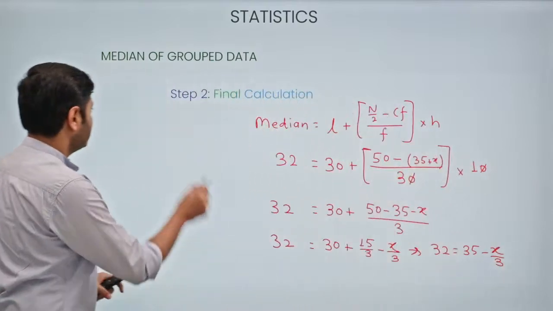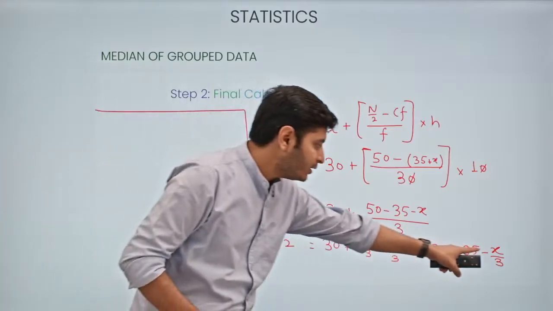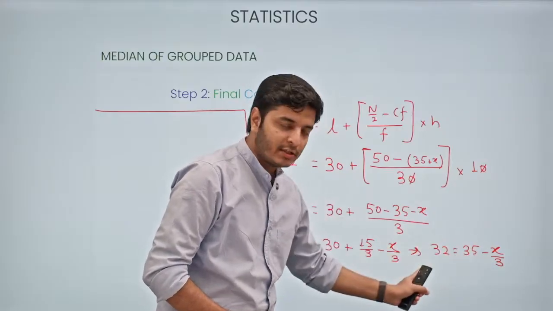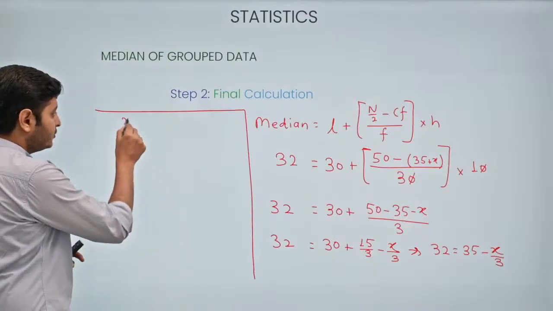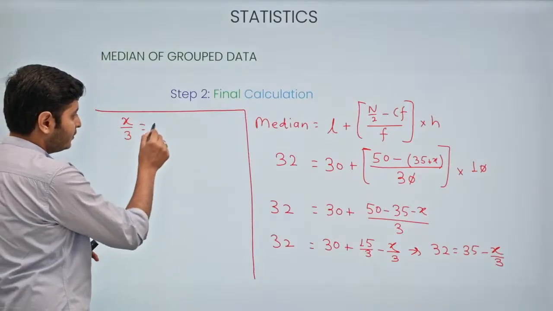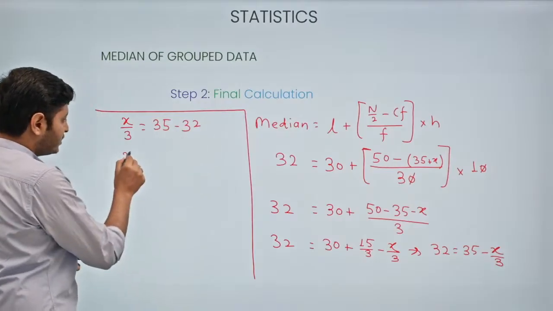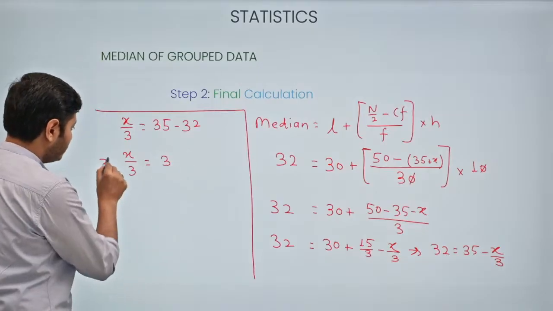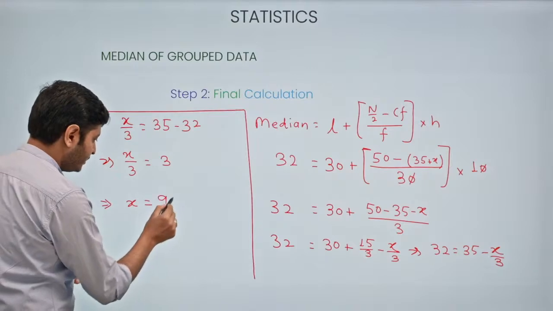I'm gonna do one thing. I'm gonna transpose this x by 3 to the left hand side, so it will become positive, and this 32 to the right hand side, and this will become negative. So x by 3 will be equal to 35 minus 32. So x by 3 is now 3. Therefore, the value of x is 3 into 3, that is 9.